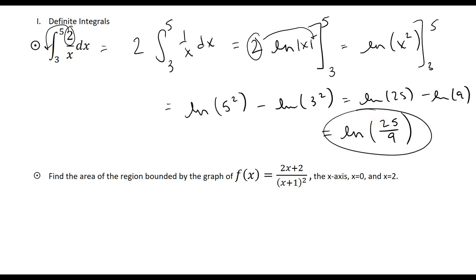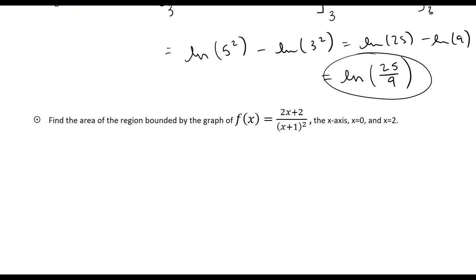This is an exact answer. The natural log of 25 over 9 is a numerical value. It's not a pretty number. It's going to have a lot of decimal places after it, but it is a value and it's a perfectly valid answer.